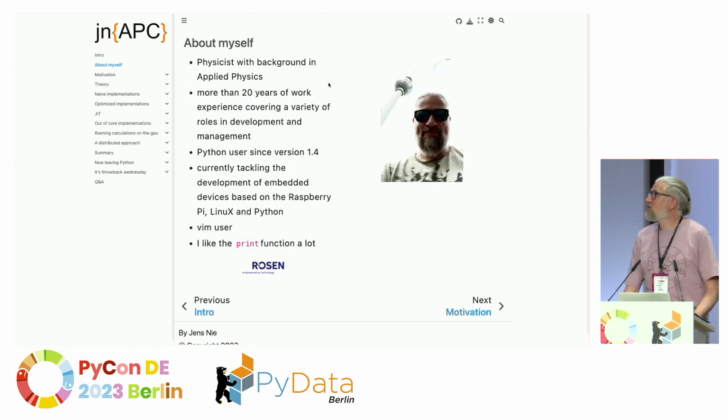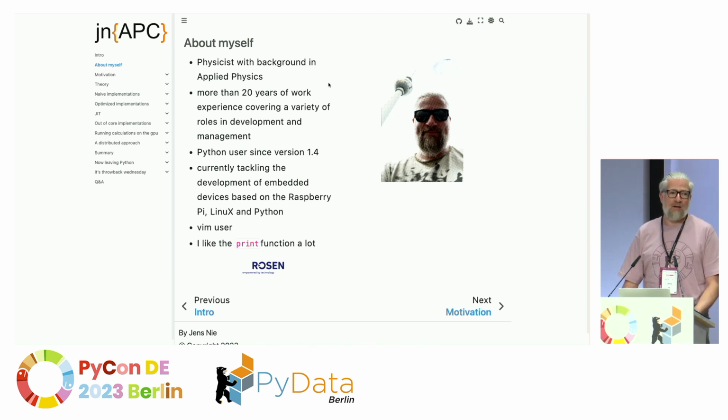Myself, I'm a physicist with an applied physics background. I'm happily with Rosen for more than 20 years now, working in different roles there, in development, also in management. I'm a Python user since Python 1.4, which is a long time ago. And currently, I'm working on embedded electronics and have a software stack running there, which is Python-based. I'm a Vim user, just to get me in the right category, and I do like the print function a lot.